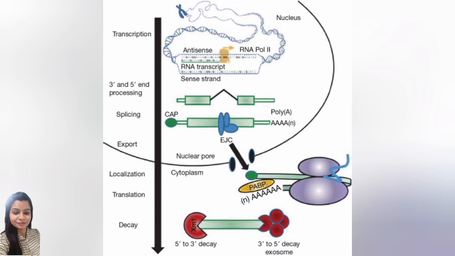What is DNA transcription? DNA transcription is the process by which a specific segment of DNA is copied into RNA, particularly messenger RNA or mRNA. This happens in the cell's nucleus, and it's a crucial step in translating genetic information into proteins.